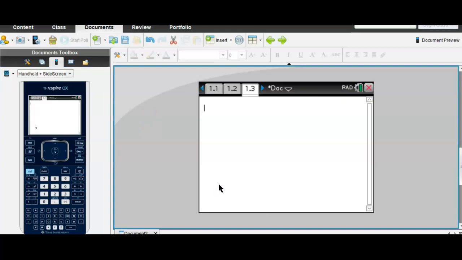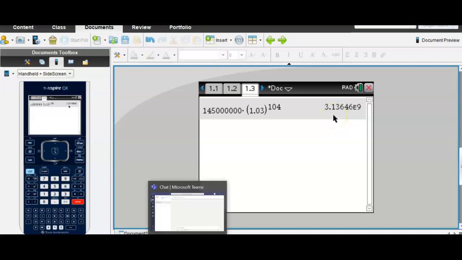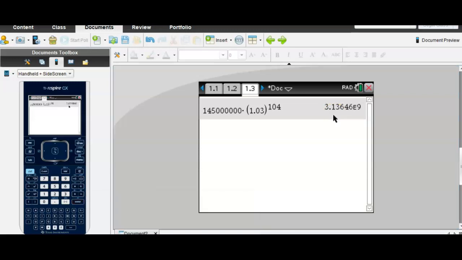And what do we have? So we had 145 million, that's 145 and six zeros, times 1.03 to the power of 104. Okay, 3.14 times 10 to the power of 9 is what that says.